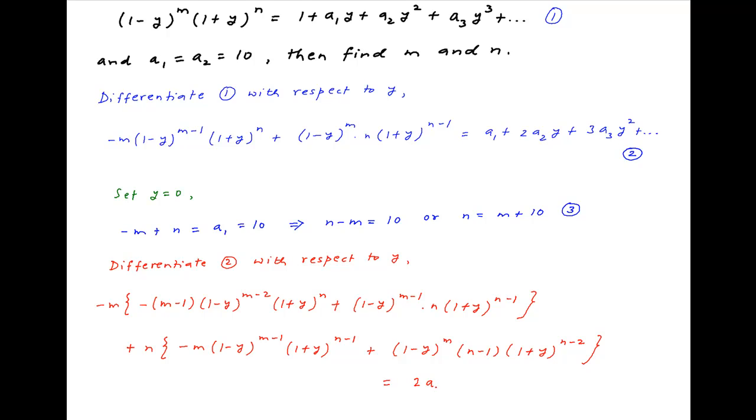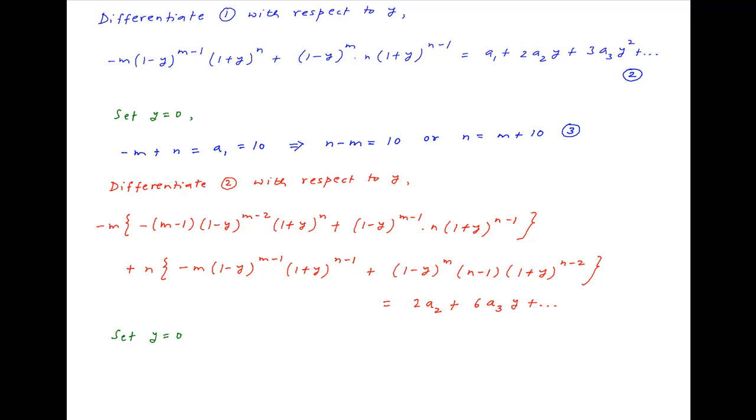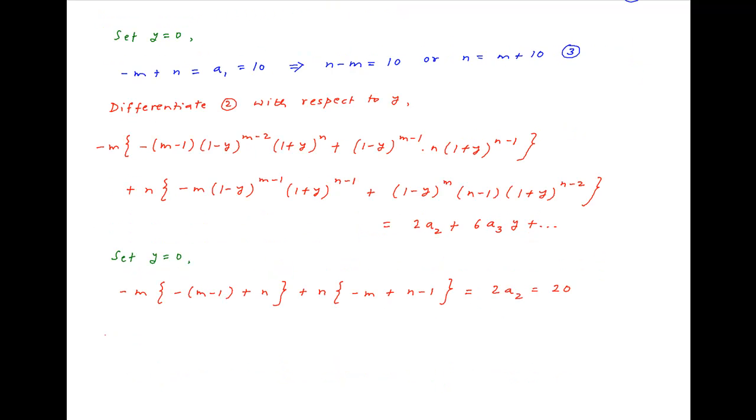The differential on the right hand side is 2a2 plus 6a3y plus and so on. Now we set y is equal to 0 in this latest result. We get on the left hand side minus m times, in brackets, minus of (m minus 1) plus n, plus n times, in brackets, minus m plus (n minus 1). On the right hand side, we have 2a2. The value of a2 is equal to 10, and therefore this is equal to 20.